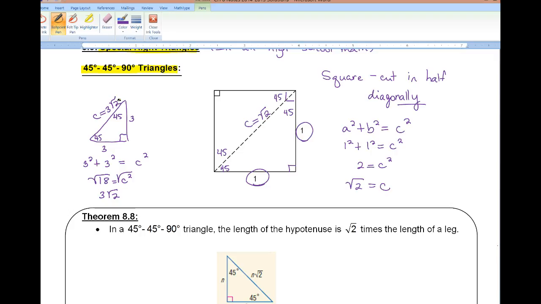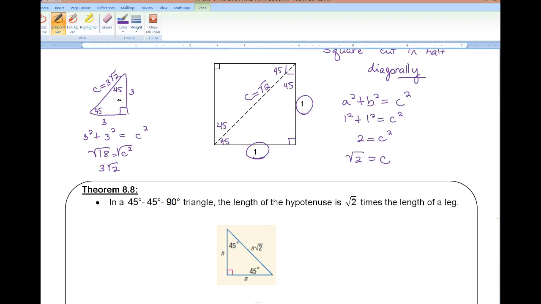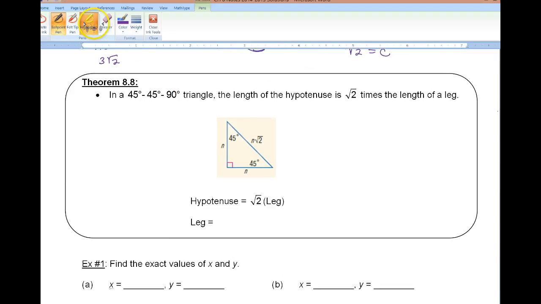Square root of 12. So the hypotenuse is square root of 2 times the leg. So when I said square root of 6, if I take that and multiply by square root of 2, I get square root of 12, which would be 3 root 2.